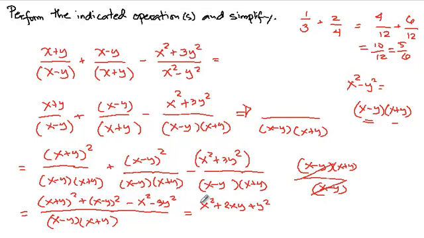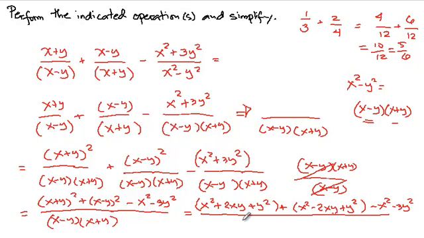That's the first term, okay? The second term, x minus y squared, is different only in that it will be x squared minus 2xy, since it's a difference, the middle term is negative, plus y squared, okay? The next will be minus x squared minus 3y squared. We just copy the denominator, okay? x minus y, x plus y.